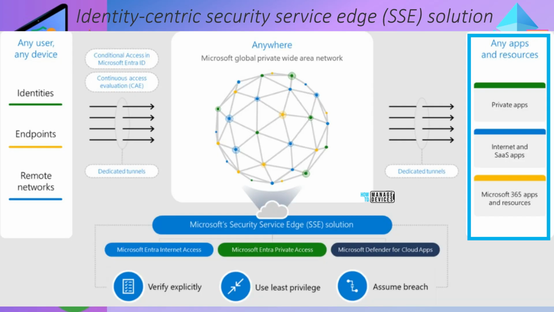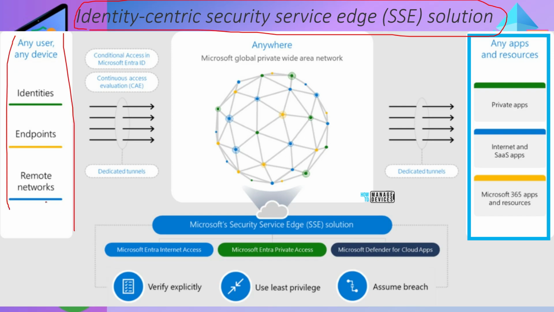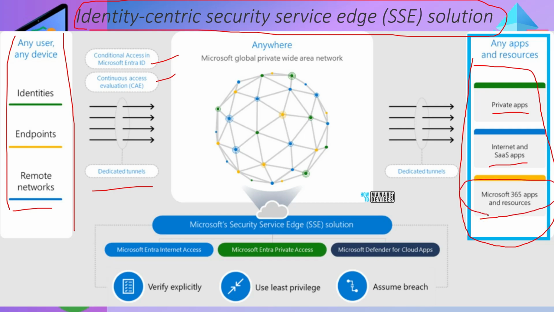Now let's see the identity-centric security service edge solution, SSE, from Microsoft Entra. Again, the pattern of the diagram is the same. Any user, any device, remote network, and then conditional access, continuous access evaluation, dedicated tunnels, and over here you can see it includes all the types of applications and resources: private applications, internet and SaaS applications such as LinkedIn, Twitter, and then Microsoft 365 applications and resources.